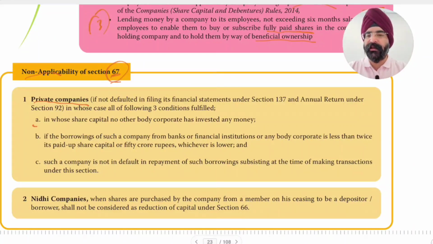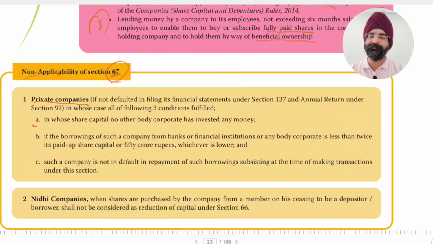Number one is that in its share capital no other body corporate has invested any money. So there is no other body corporate in its share capital, neither one share nor any. There should be no body corporate in the shareholding pattern. All the shareholders must be individuals.